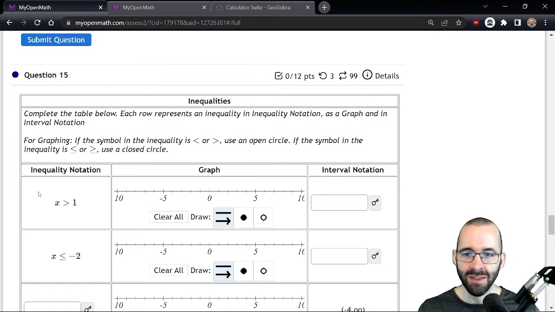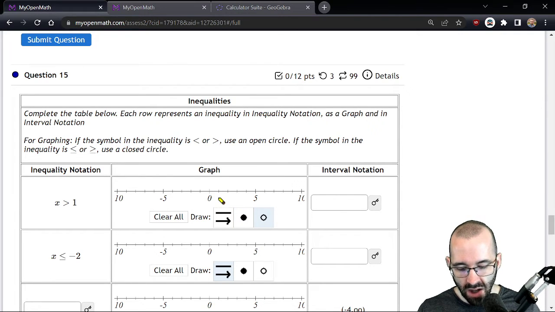Okay, so alligator eats the bigger number. X is the bigger number. X is bigger than 1. That's what this means. So we're looking at all of the numbers that are bigger than 1 to graph. So if it were bigger than or equal to, we'd use a closed circle. If it's strictly bigger, we use an open circle. Looking at all the numbers that are strictly bigger than 1, all the numbers that are to the right of this dot. These are all the numbers bigger. So let's get a nice arrow.